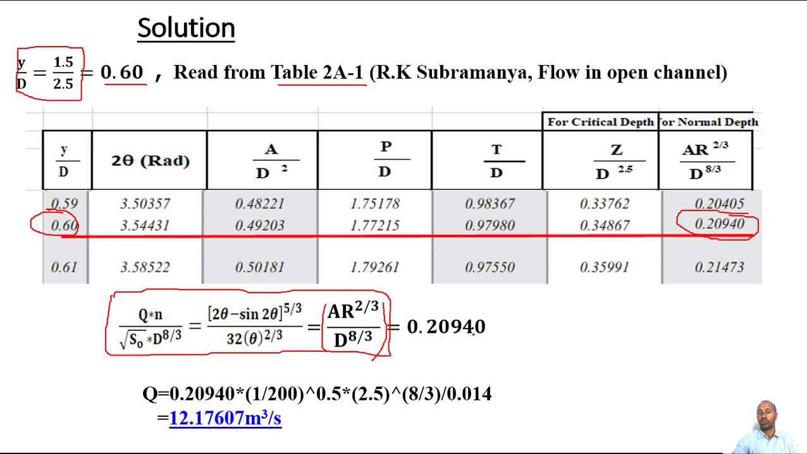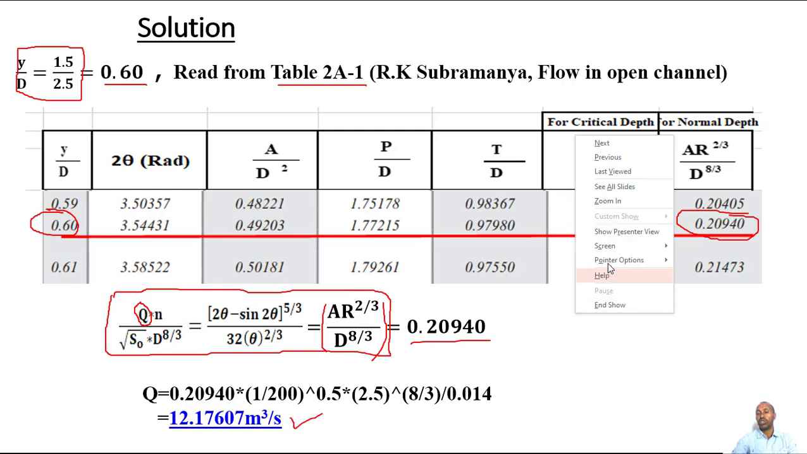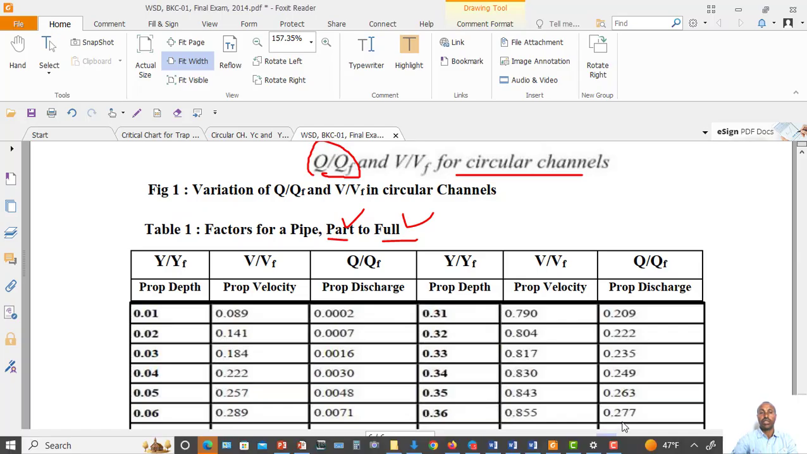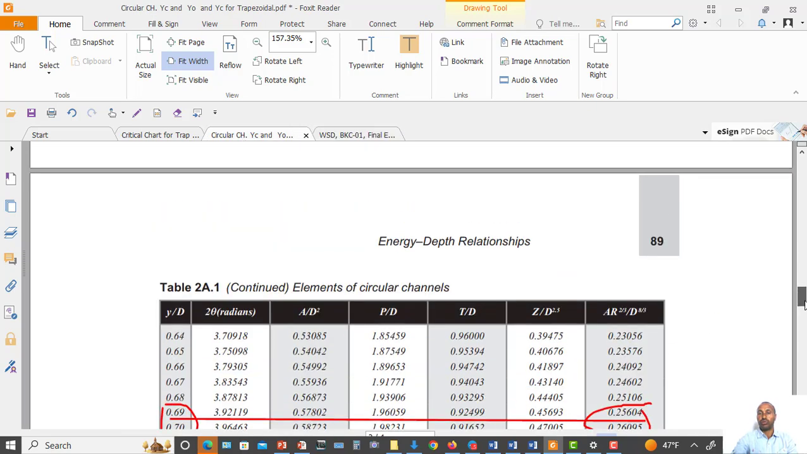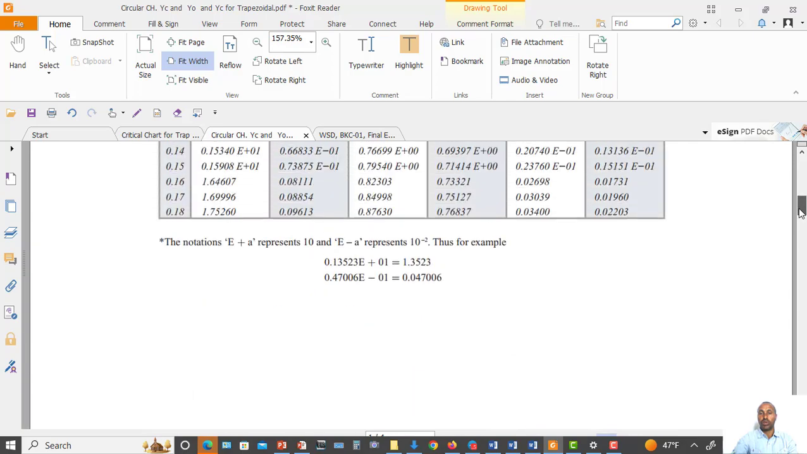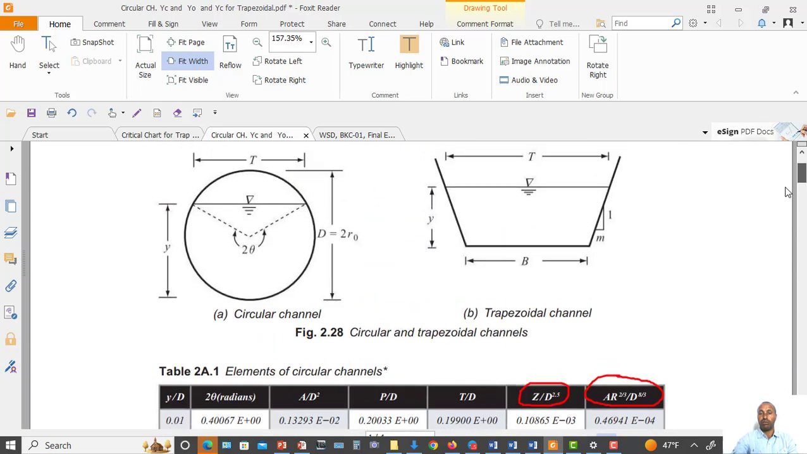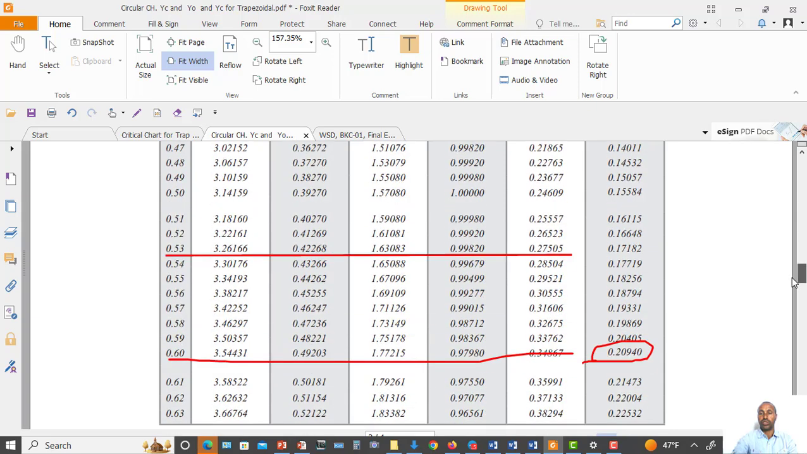Then if we just crisscross the unknown values, here only the discharge is unknown, the depth is given, and y over d is already 0.6. Then you crisscross, and finally the discharge will be this one. You can read it out from Table 2A1 from Subramanya. This table is just for circular channel and trapezoidal channel.